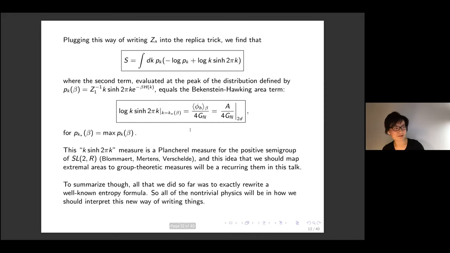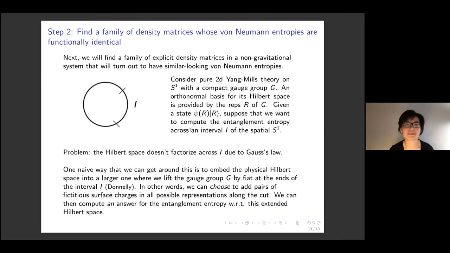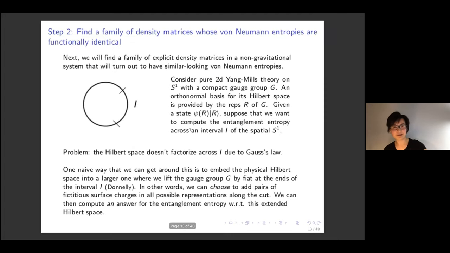So what I want to do now is write down a toy model where we get to a very similar looking formula, but where we know the exact density matrix that gives rise to the formula. This non-gravitational system that I want to look at next will be a pure 2D Yang-Mills theory on a spatial S1 with a compact gauge group G. An orthonormal basis for its Hilbert space is provided by representations of G.